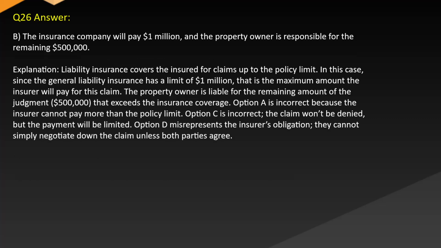Answer B. The insurance company will pay $1 million and the property owner is responsible for the remaining $500,000. Explanation. Liability insurance covers the insured for claims up to the policy limit. In this case, since the general liability insurance has a limit of $1 million, that is the maximum amount the insurer will pay for this claim. The property owner is liable for the remaining amount of the judgment, $500,000, that exceeds the insurance coverage. Option A is incorrect because the insurer cannot pay more than the policy limit. Option C is incorrect. The claim won't be denied, but the payment will be limited. Option D misrepresents the insurer's obligation, and they cannot simply negotiate down the claim unless both parties agree.